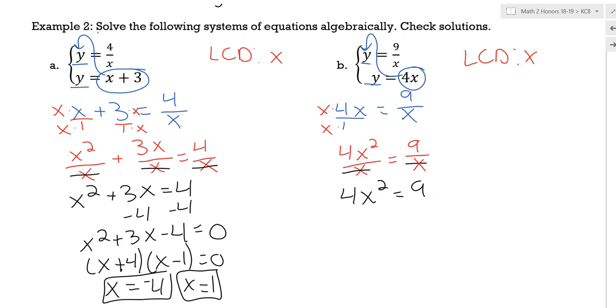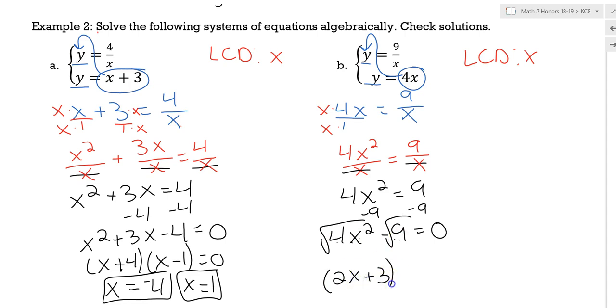This is a quadratic, so I'm going to get it equal to 0. Now, factoring this one, it's just 2 terms, so I'm going to be doing difference of squares. Taking the square root of this and the square root of that. The square root of 4x squared is 2x, plus the square root of 9 is 3. Then we also need the 2x minus 3.